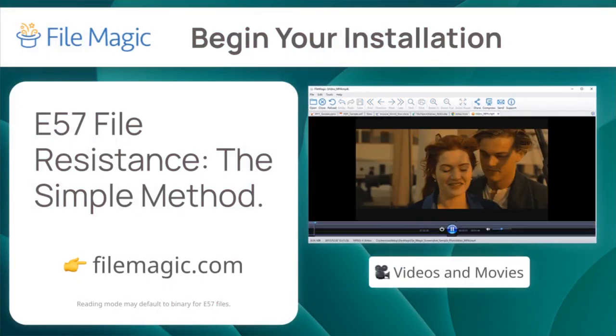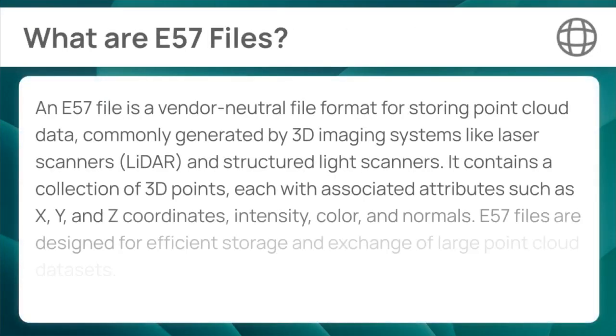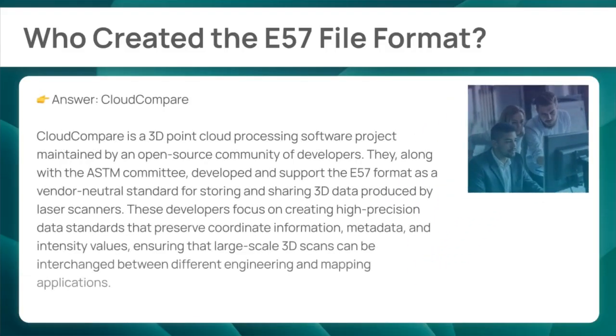First, the simple methods. An E57 file is a vendor-neutral file format for storing point cloud data, commonly generated by 3D imaging systems like laser scanners, Lidar, and structured light scanners. It contains a collection of 3D points, each with associated attributes such as X, Y, and Z coordinates, intensity, color, and normals.